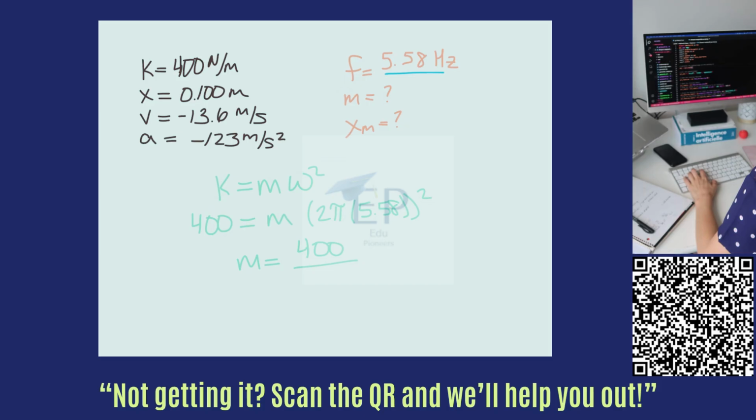divided by our 2 pi times 5.58 squared. And that gives us a mass value of 0.325 kilograms.